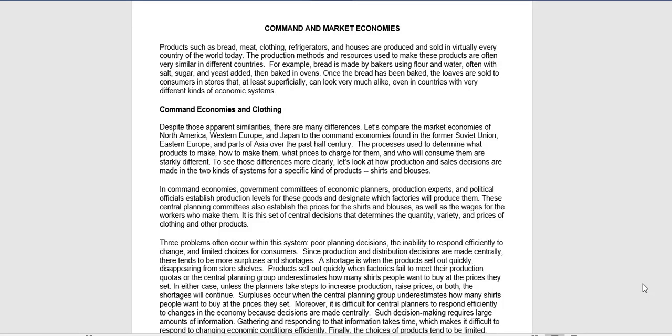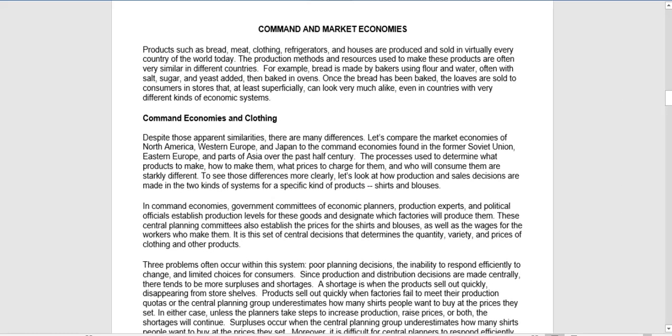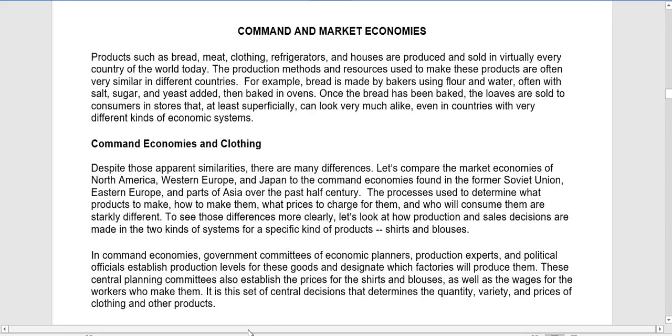Please flip open to your next page, Command and Market Economies. We've got a reading here that we're going to go through. And I'm going to zoom in for you guys here. I'm going to read this out loud to you. We'll just go through it. I'll stop after each of the types of economies just to give you guys a little synopsis of what it is we just read, and then we'll continue on. So here we go. Command and Market Economies.